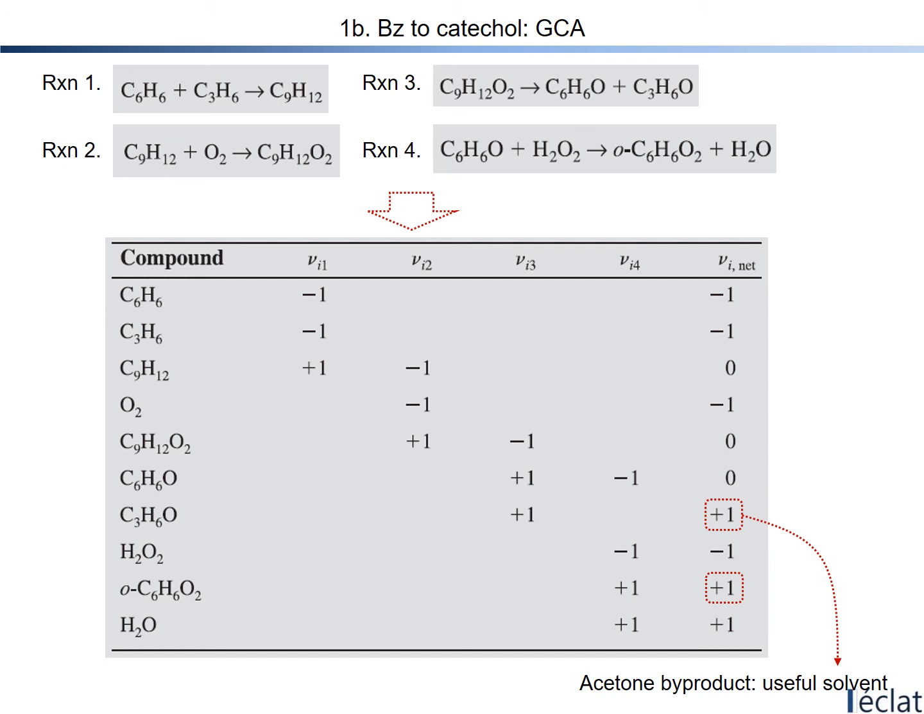Then here's the stoichiometric coefficient table. As you know, we have four equations and a lot of compounds. Then you can understand which one is the intermediate, which one is the reactant, and which one is the product and byproduct. So we'll consider the desired product, which is primarily the catechol but also acetone. So please calculate the molar RP ratio and BP ratio by yourself.